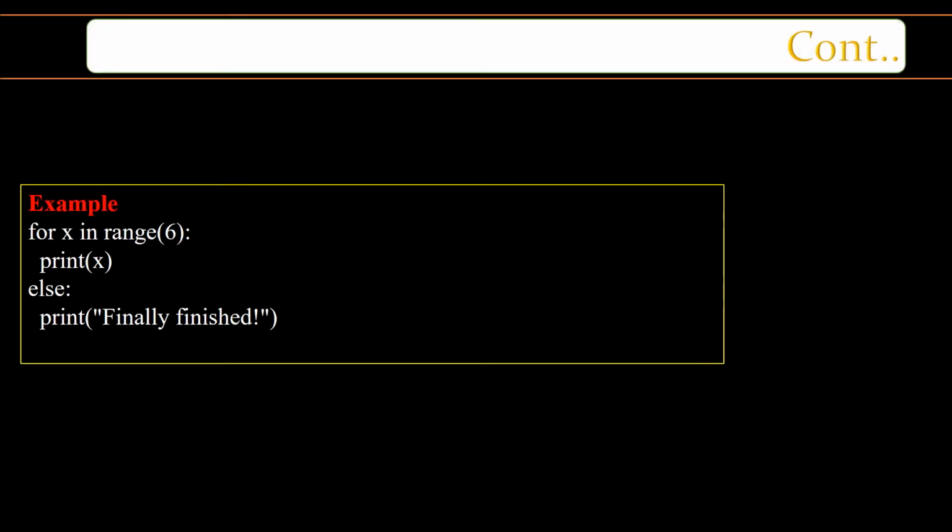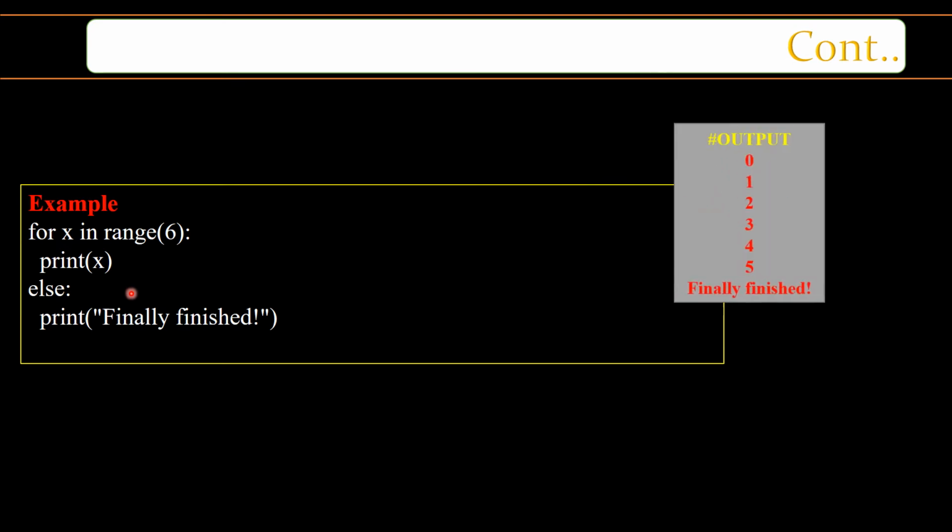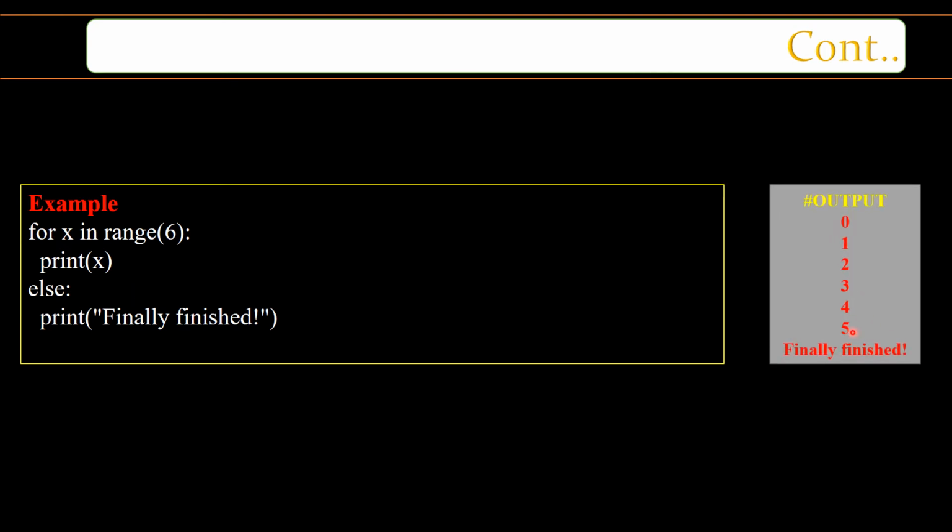Let us see this example: for x in range of 6, print x, else print finally finished. For x in range of 6, what it will do is, the starting value will be 0 and up to the ending value 6 it will be printed. After the value 5 it comes to the else part, so it prints finally finished. So 0 up to 5, and finally "finally finished" will be printed. So this is another example for the for loop.